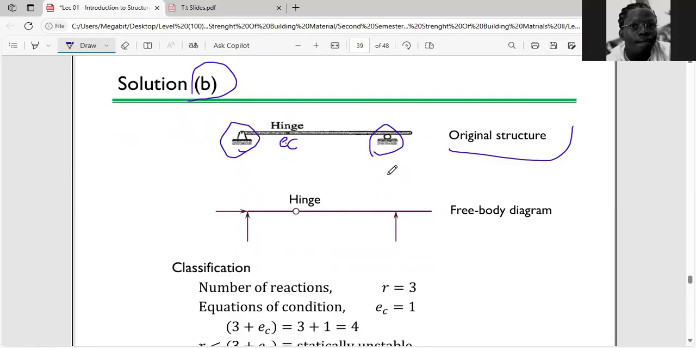We say the roller support has one reaction, so you put it over there. The reaction is known as R_y, R1. And the second one is a hinge support, and the hinge support has two reactions. The first one is R_x, and the second one is R_y.